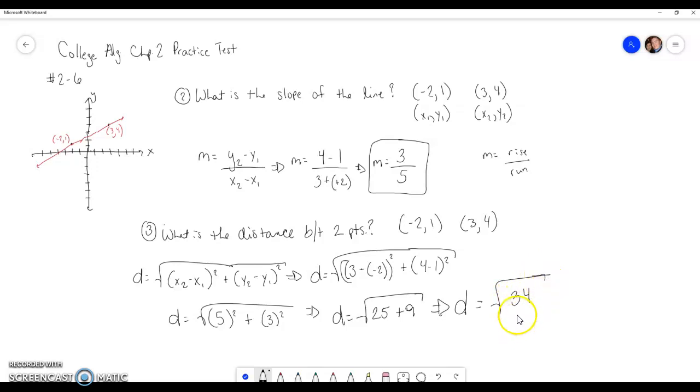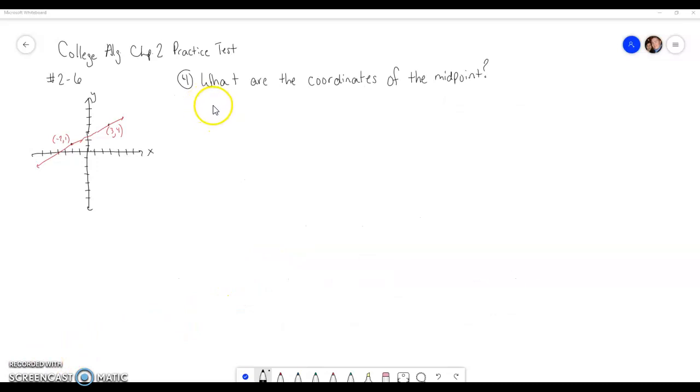And now I cannot break 34 down any further, right? Factors of 34 are 2 and 17. 17 is a prime number, so that's as far as I can go there. So my distance is equal to the square root of 34, and my slope is 3 over 5. Okay, so question 4 wants to know what are the coordinates of the midpoint. Okay, again, between these same two points, -2, 1, and 3, 4.